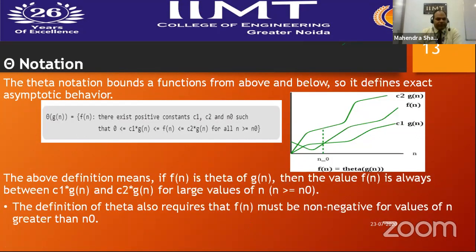So the above definition means if f of n is theta of g of n, then the value of f of n is always between c1 g of n and c2 g of n for large values of n, and n must be greater than or equal to n0. The definition of theta also requires that f of n must be non-negative for values of n greater than n0. Let's understand the concept with the help of an example.